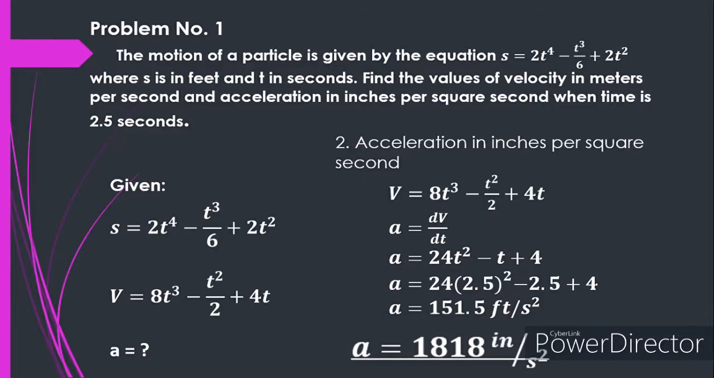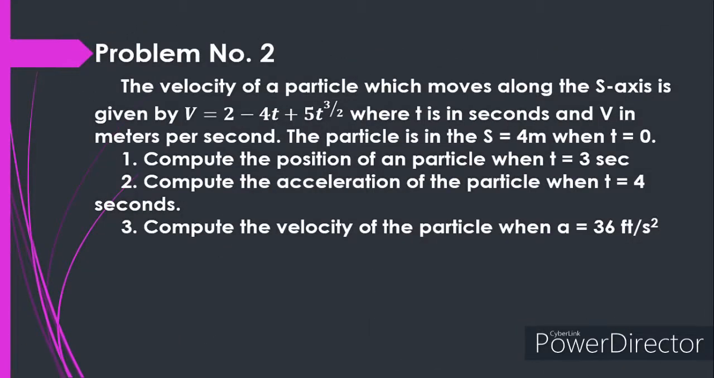For problem number 2, the velocity of a particle which moves along the s-axis is given by v is equals to 2 minus 4t plus 5t raised to 3 halves, where t is in seconds and v in meters per second. The particle is at the s distance of 4 meters when the time is 0 seconds.